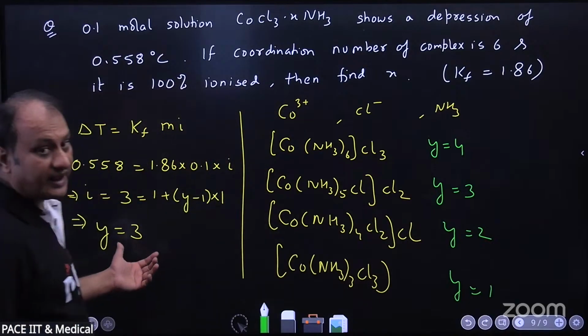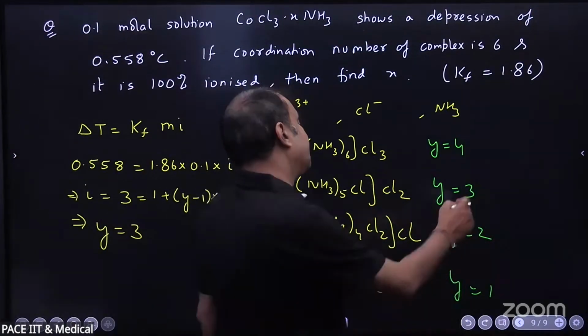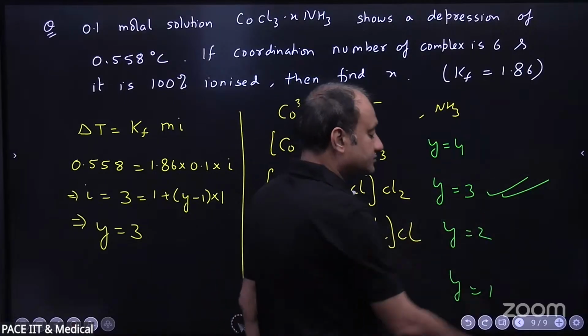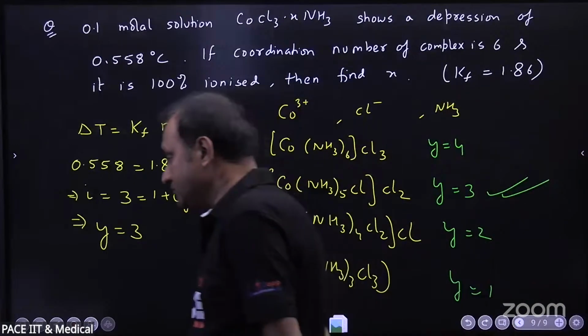Now by our calculation, we have got Y as 3. It means this is our compound. And here we can see the number of ammonia, that is X, will be 5. Okay? So I hope this type of problem is clear to you.